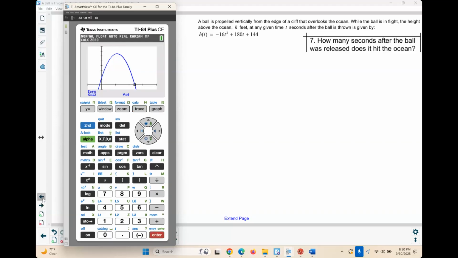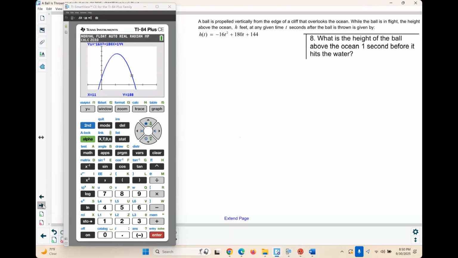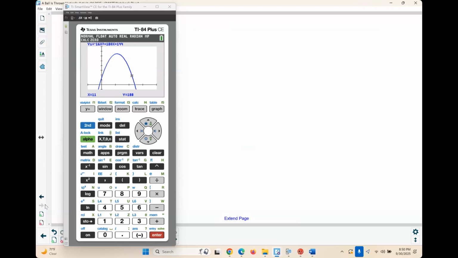And then finally it says, what is it 1 second before that? And this one's not too hard. You just go at 11, and this is the height at 11 seconds. Okay, 1 second before that. So this is one activity that has lots and lots of stuff in it. Okay. So let me just stop there for a minute and see if there's anything popping up that I should know about.